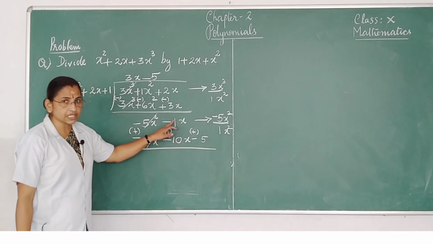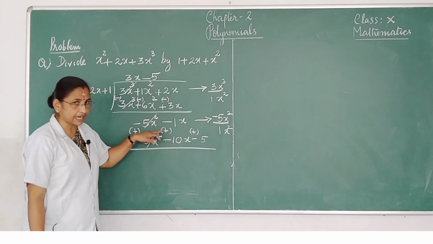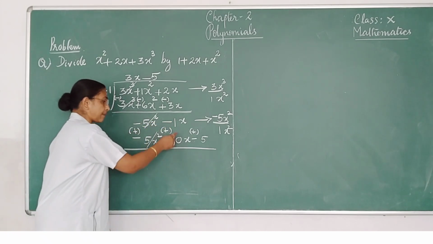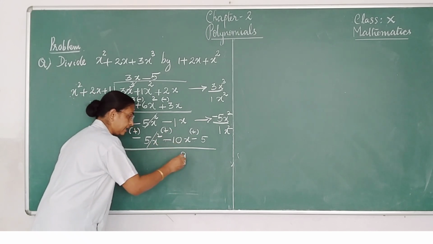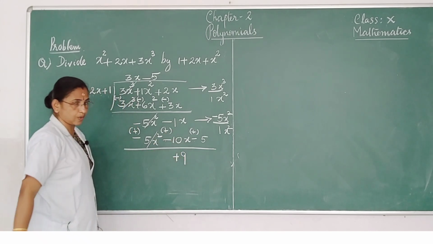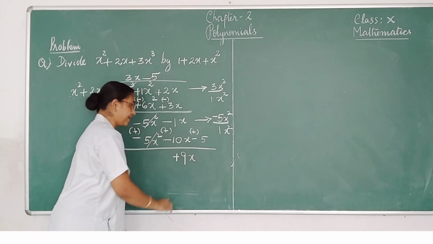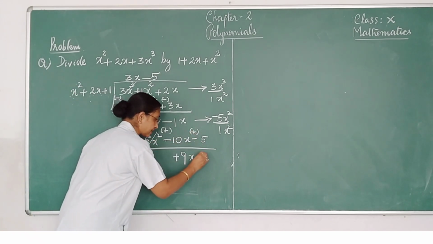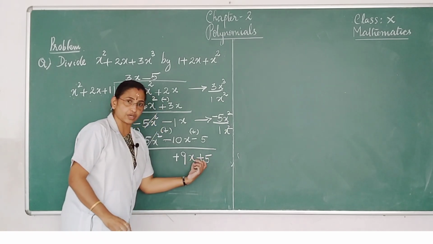Next, minus 1 plus 10. The sign in the bracket is plus, so minus 1 plus 10. Different signs, so subtract 10 minus 1, which is 9. Put the sign of the larger number, plus. So plus 9x. Now one more term remains, which is plus 5. Now this is your remainder.